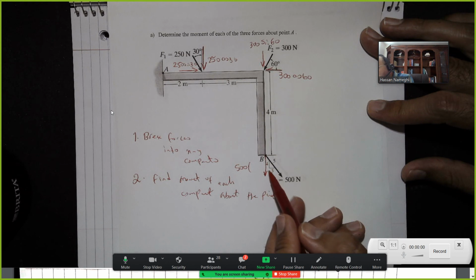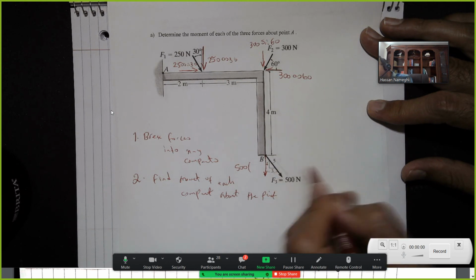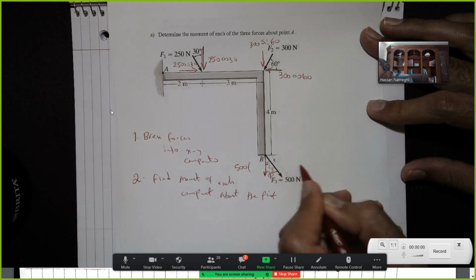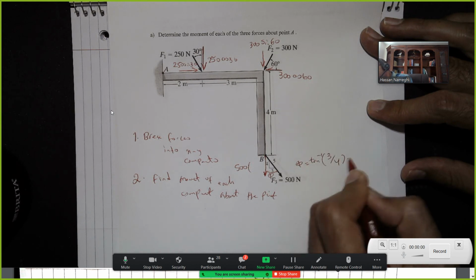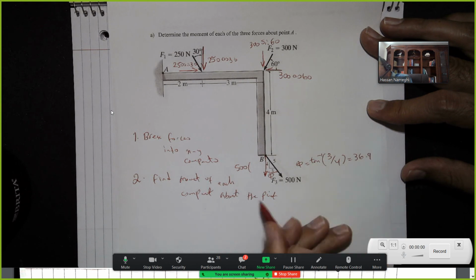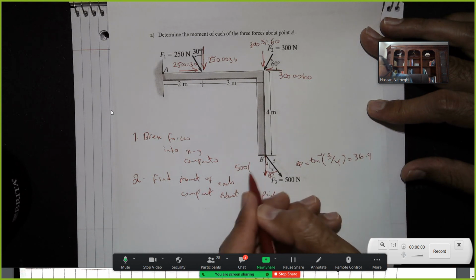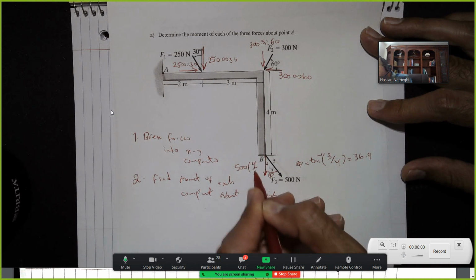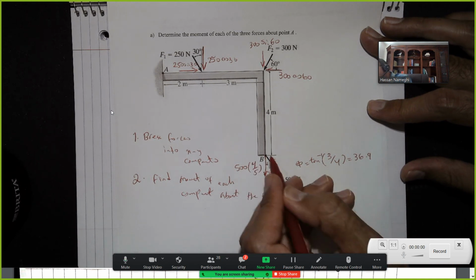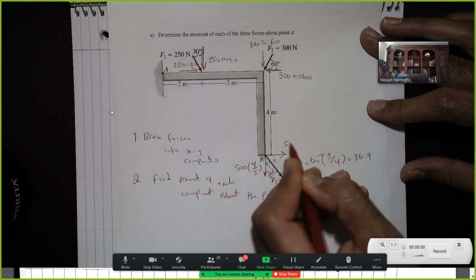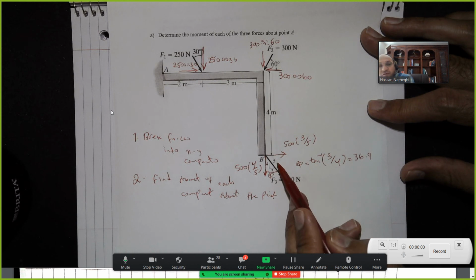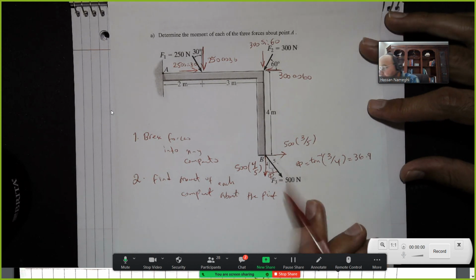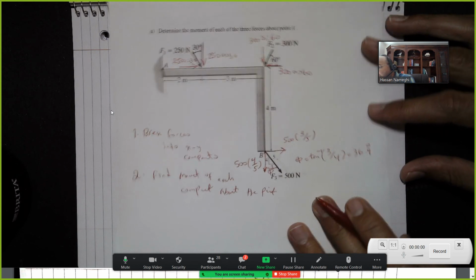Again, if you calculate the angle here, I'm going to call this phi. Phi is equal to tan inverse of 3 over 4, which is 36.9. So it will be 500 cosine of 36.9. Cosine of 36.9 is already 4 over 5. And then this side will be 500 times 3 over 5. This is 3 and this is 5. I don't want to go more into the theory of this, but that's how you can use it.